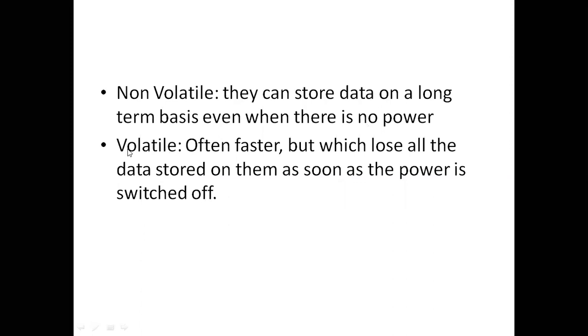But when it comes to volatile, what volatile means is that it keeps on changing. Often it is faster, but it loses all the data which has been stored once the system power is gone. So the difference here is that when the power goes off in volatile memory, all the data gets erased, but in non-volatile memory, when the power is off, the data will not be erased. So non-volatile is ROM and volatile is RAM.